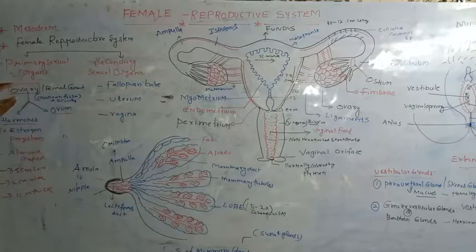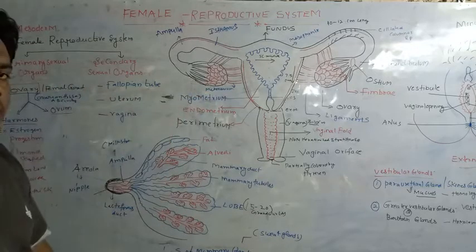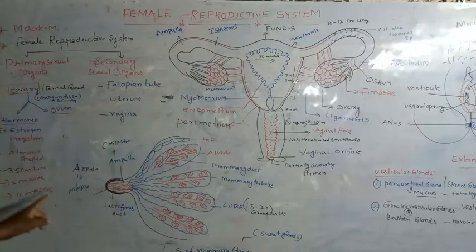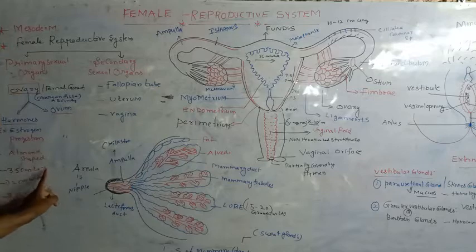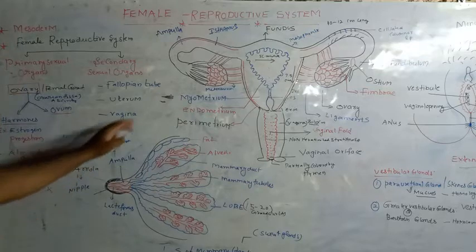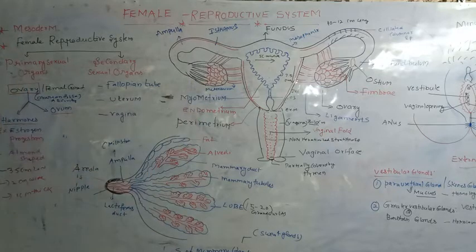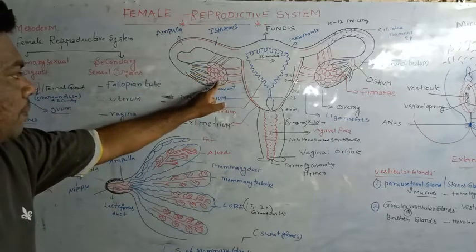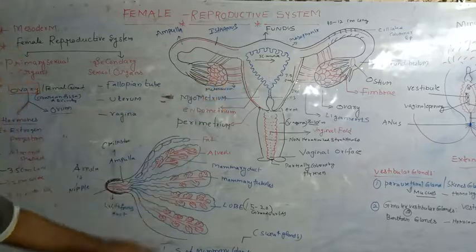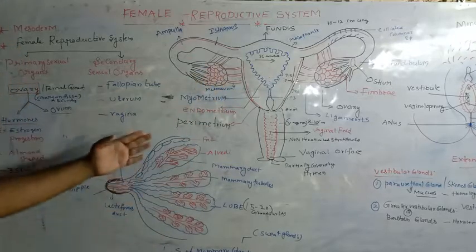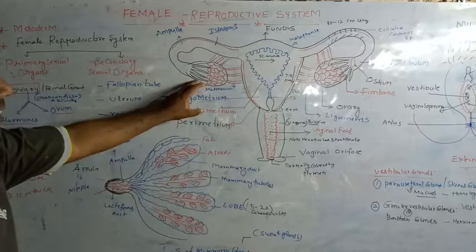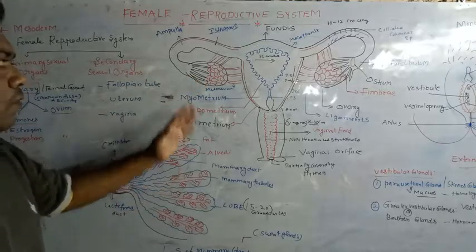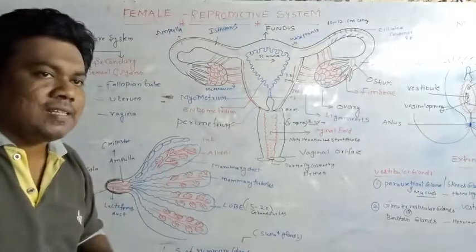The ovaries are almond shaped structures, about 3.5 centimeters long, 2.5 centimeters wide, and 1 centimeter thick. What is the ovary? The primary sexual organ consists of the ovary.